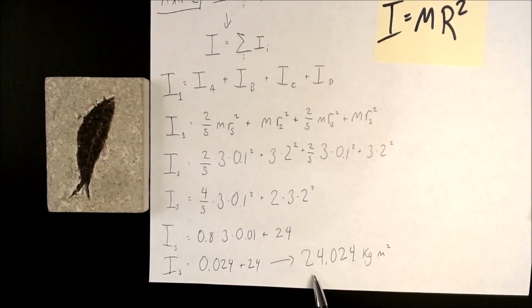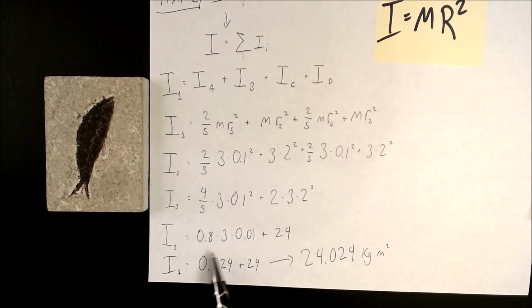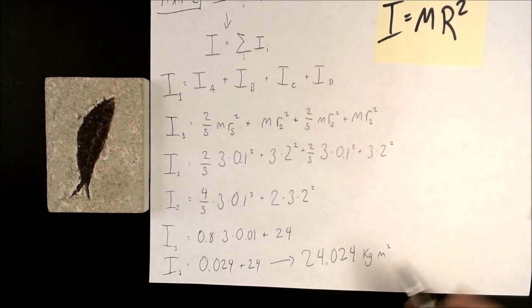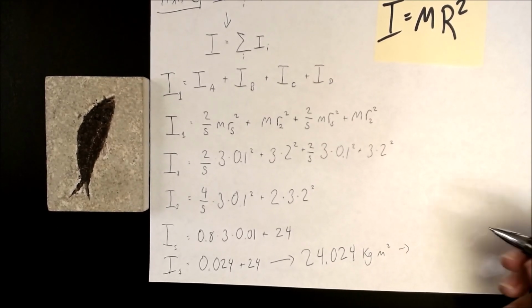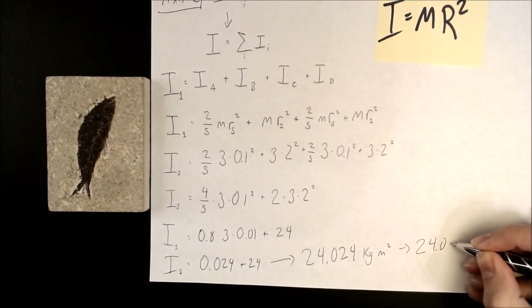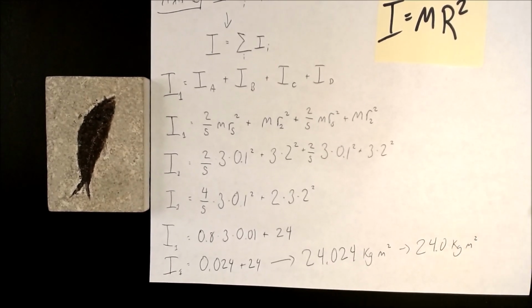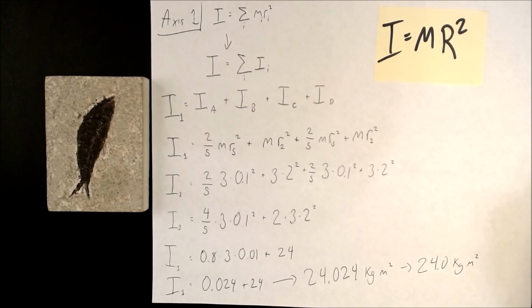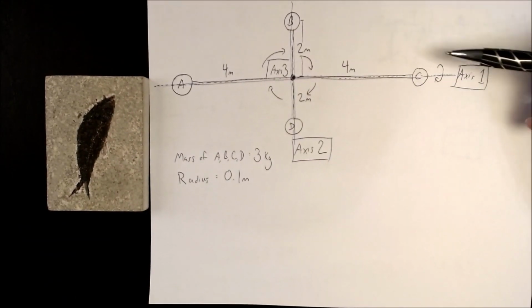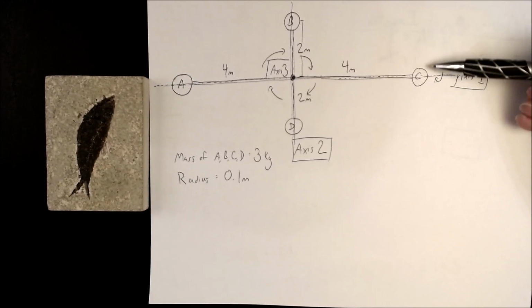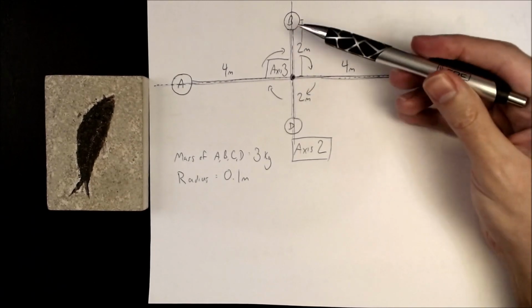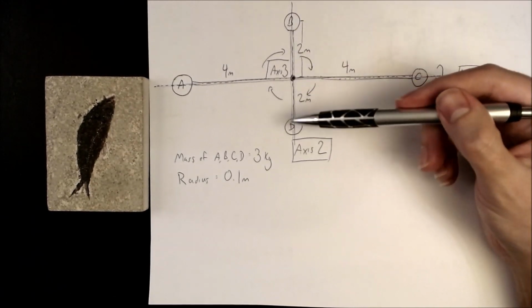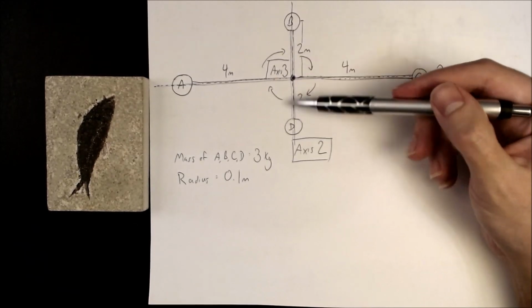You can tell that the contribution from the spheres that are on the axis, that was the 0.024, hardly matters. In fact, if I tell you to answer in just 3 significant figures, then you're just going to say 24.0 kilograms meters squared. That completely gets taken out by rounding. Very often, when we have objects like this, objects that are on the axis of rotation contribute effectively nothing to the overall moment of inertia, whereas objects that are off of the axis of rotation will contribute the most to the moment of inertia.